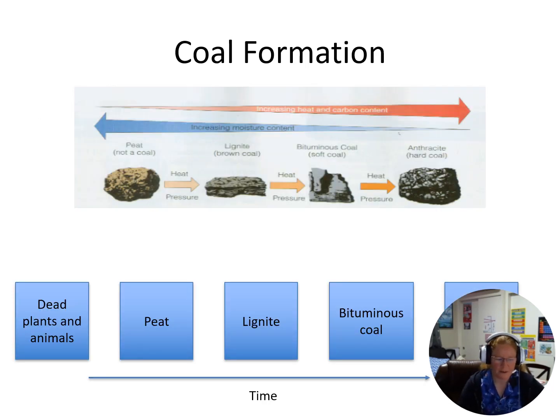Like coal, you start off with dead plants and animals, and then it goes through a process. It makes peat, lignite, bituminous coal, and then anthracite. And so different types of coal are going to do a better job under combustion. The less moisture, the better your combustion is going to be.